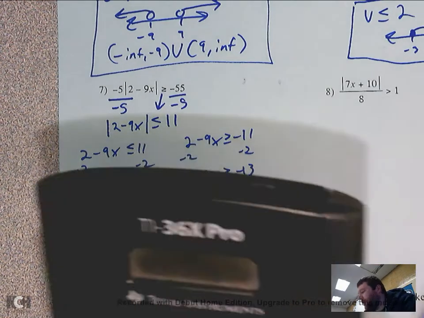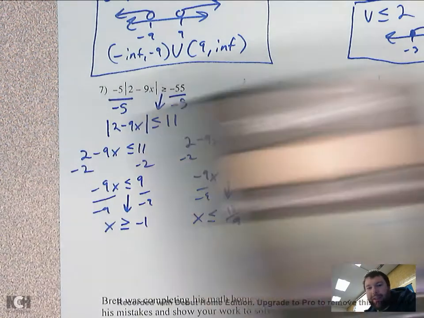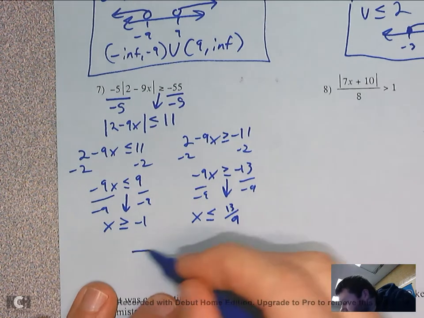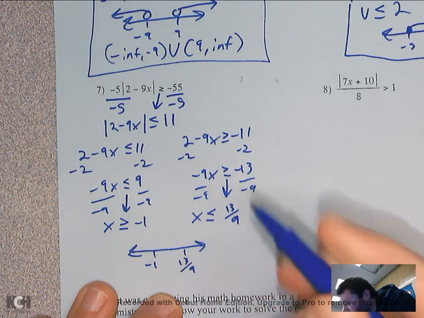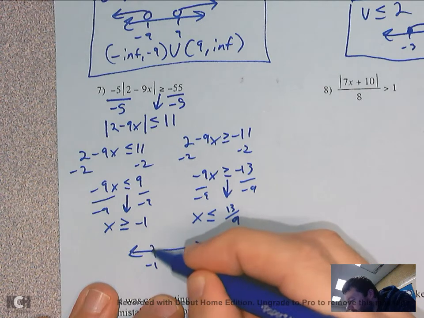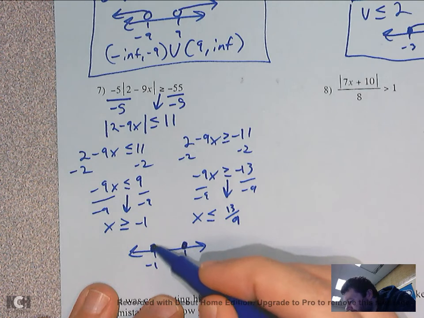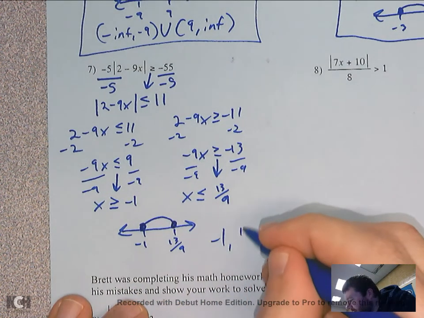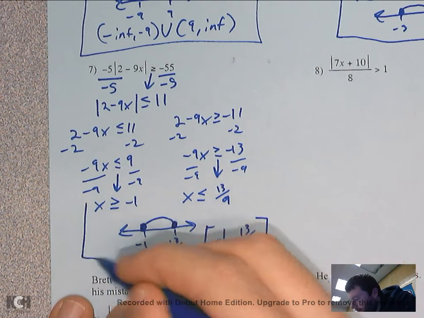So you could write 13 over 9, or it's 1.4 repeating, so you could write 1.4, probably fine, but I'm going to leave it as 13 over 9 because that's the most accurate. So we got -1 and 13 over 9. It's closed circles, and they are going to meet in the middle. So -1, 13 over 9, both in brackets, would be your interval notation.